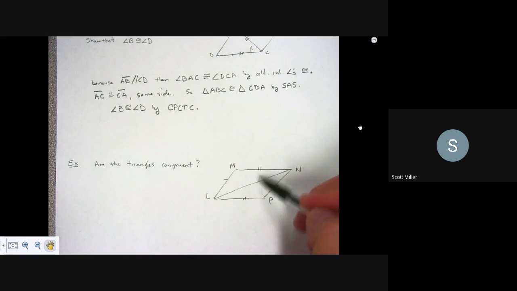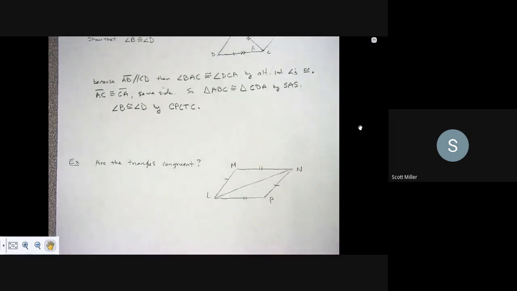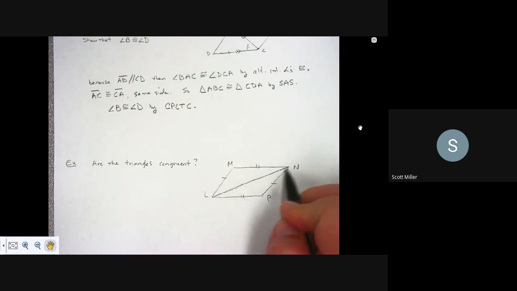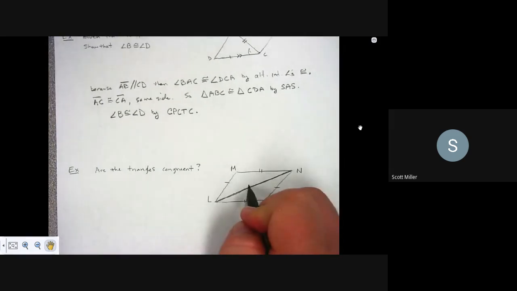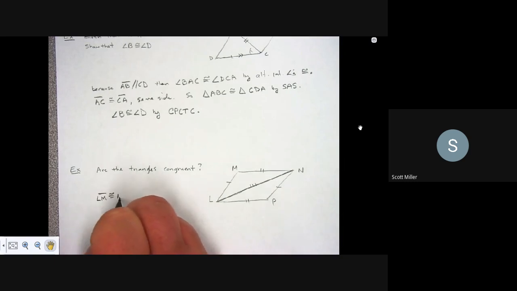Well, they have one side congruent, they have another side congruent, and I have what? I have either side, angle, side. So can I show that an angle is congruent? Or can I show another side is congruent? Well, if you look closely at it, you'll see that they share that side right there. So I would say that yes, we can. By what? By side, side, side.